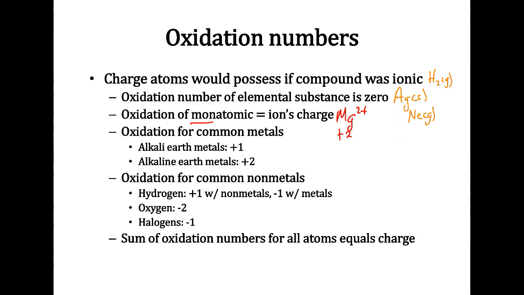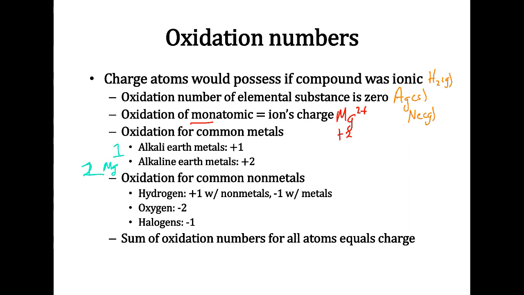So this is column number 1 on your periodic table. So this is like sodium and potassium. These would have a +1 charge. And then also the alkaline earth metals. So for instance, magnesium and things in group 2, they would have a +2 charge.